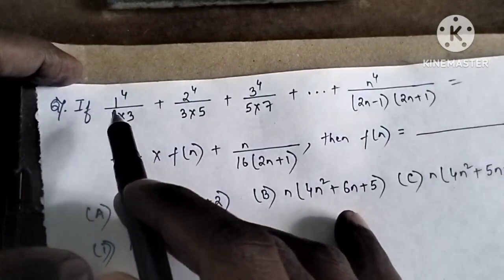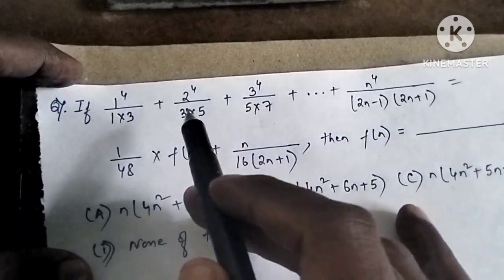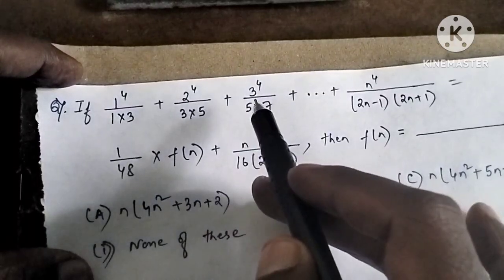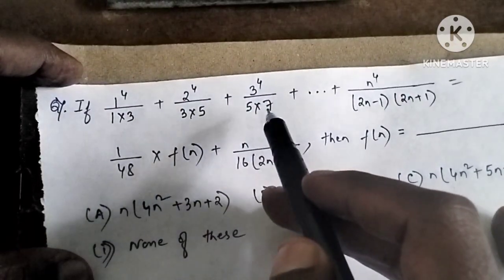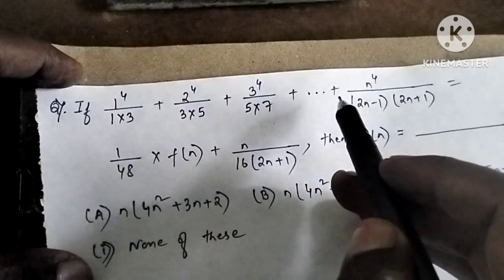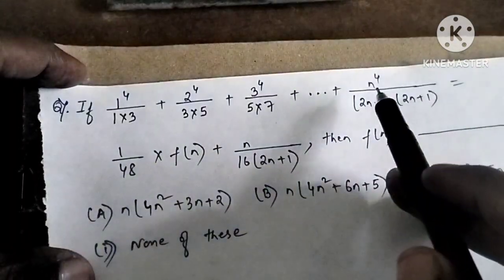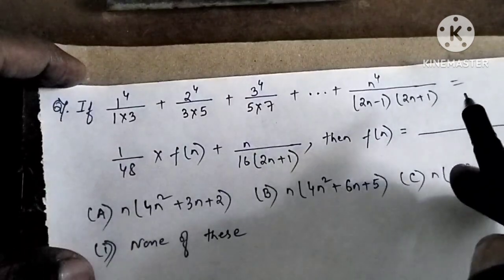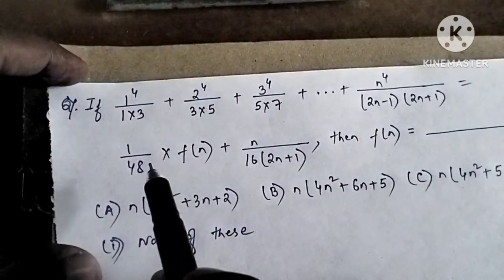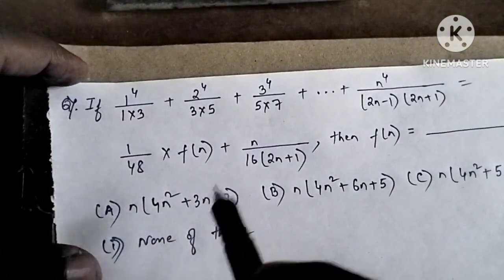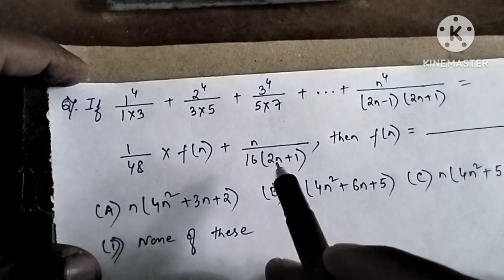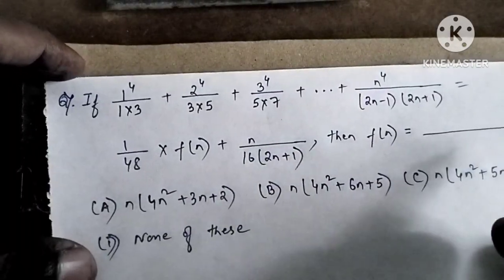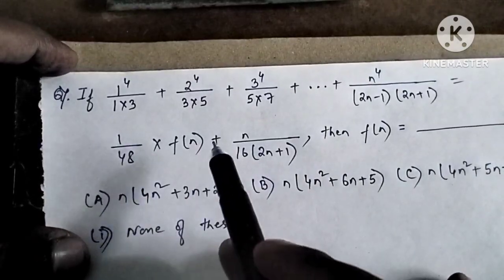If 1 to the power 4 by 1 into 3 plus 2 to the power 4 by 3 into 5 plus 3 to the power 4 by 5 into 7 plus dot dot dot up to n to the power 4 by (2n minus 1) into (2n plus 1) is equal to 1 by 48 into f of n plus n by 16 into (2n plus 1), then f of n is equal to dash. That means we have to find the value of this f of n.